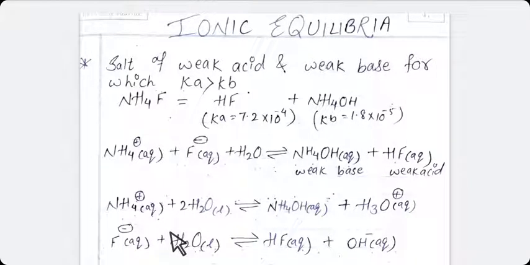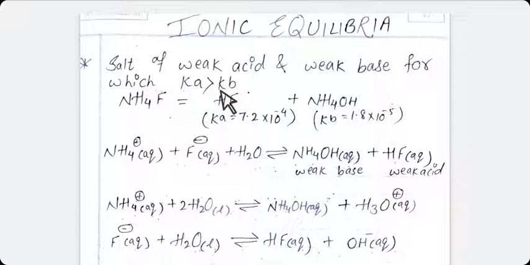Hello students, let's continue the topic ionic equilibria. Today we are going to study the salt which contains weak acid and weak base for which Ka is greater than Kb. As you all are aware about the Ka and Kb.